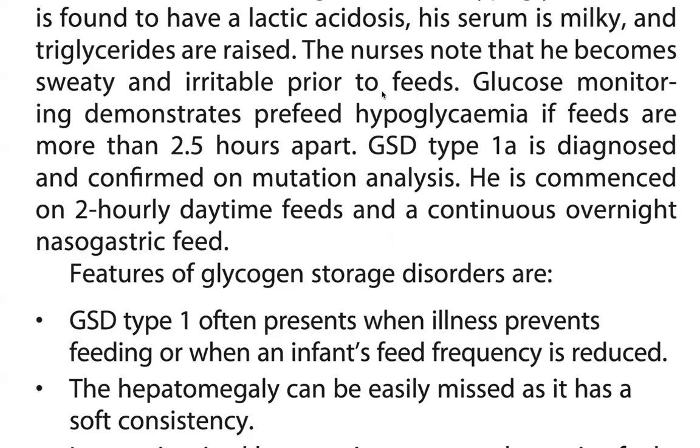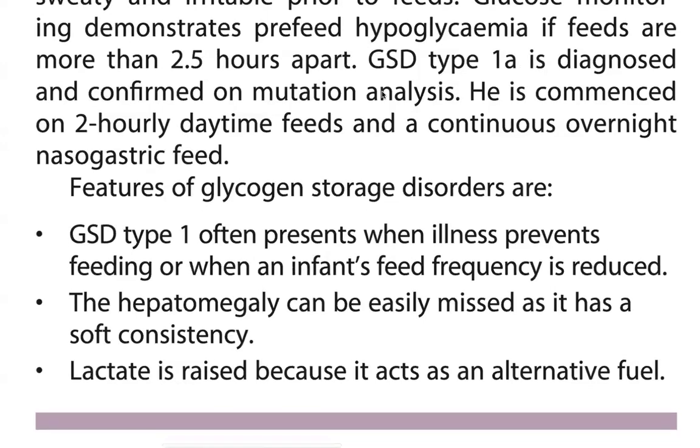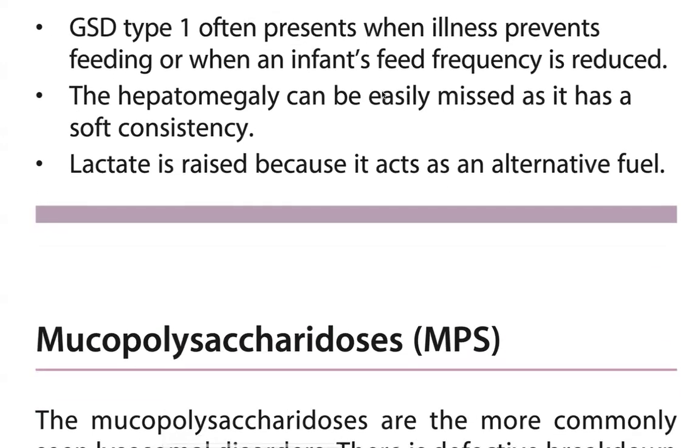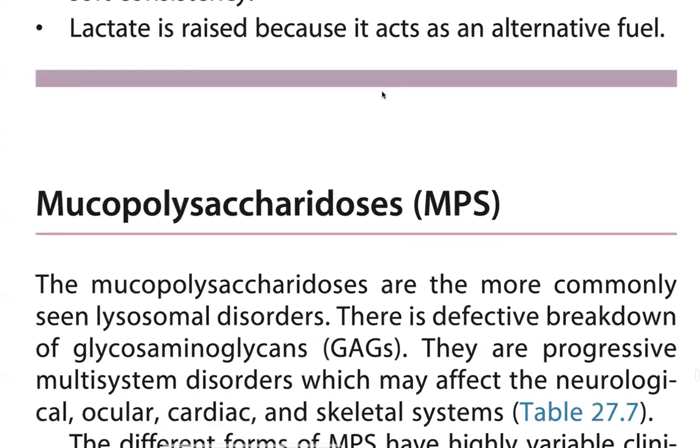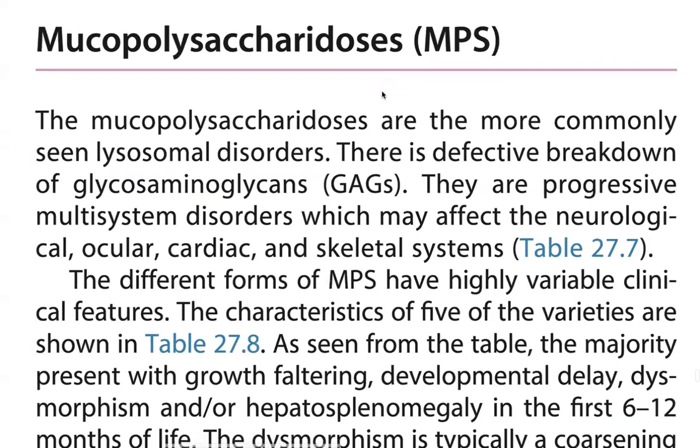Features of the glycogen storage disorder: GSD type 1 often presents when illness prevents feeding or when an infant's feed frequency is reduced. The hepatomegaly can be easily missed as it has a soft consistency. Lactate is raised because it acts as an alternative fuel.